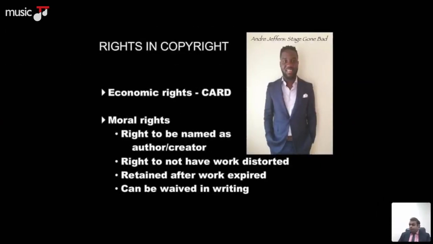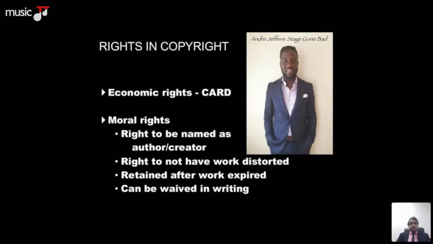So there are multiple rights in copyright. There's the economic rights. We already spoke about that. That's the card rights. Remember? Crazy card rights. Yeah, great. I know you remember. I know you all out there remember what I was talking about. So we have the card rights: communication, adaptation, reproduction, distribution.